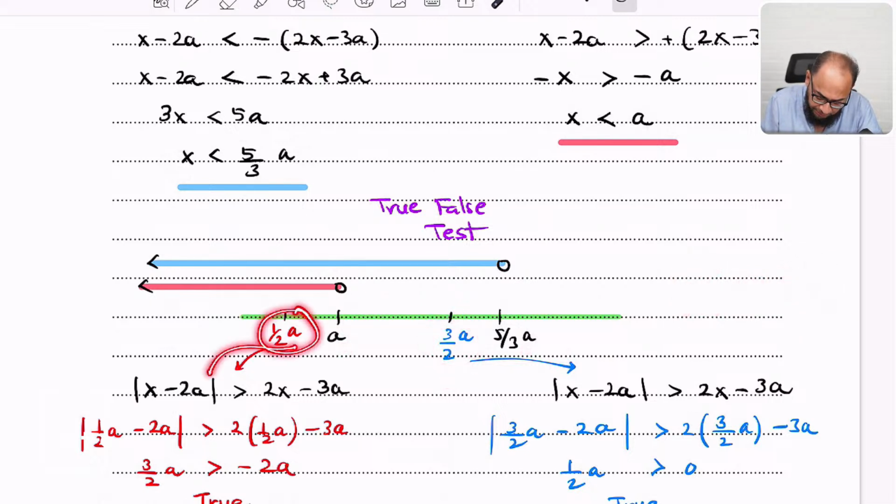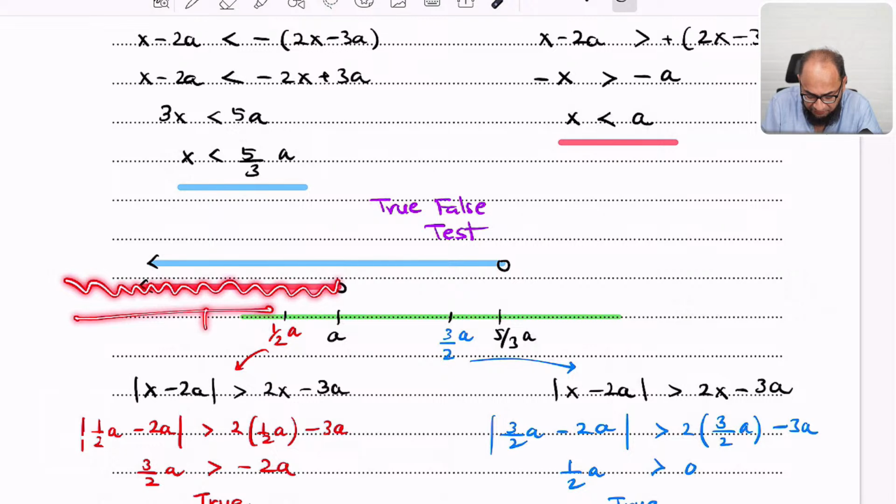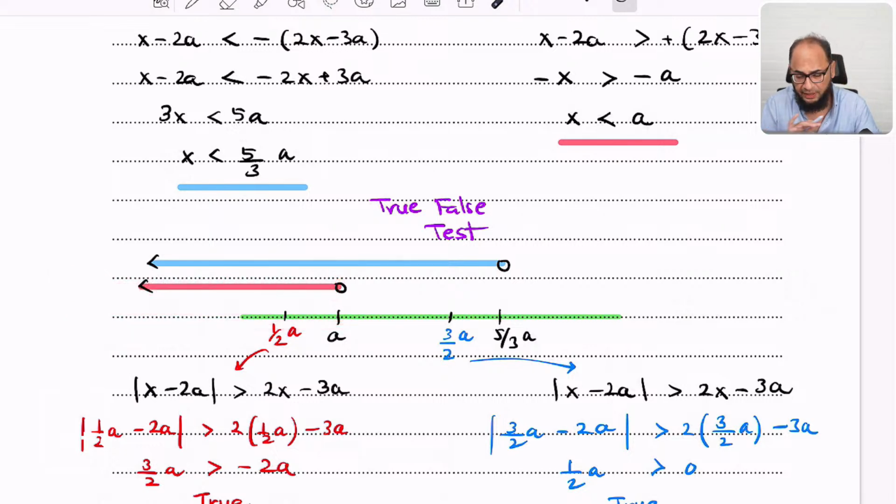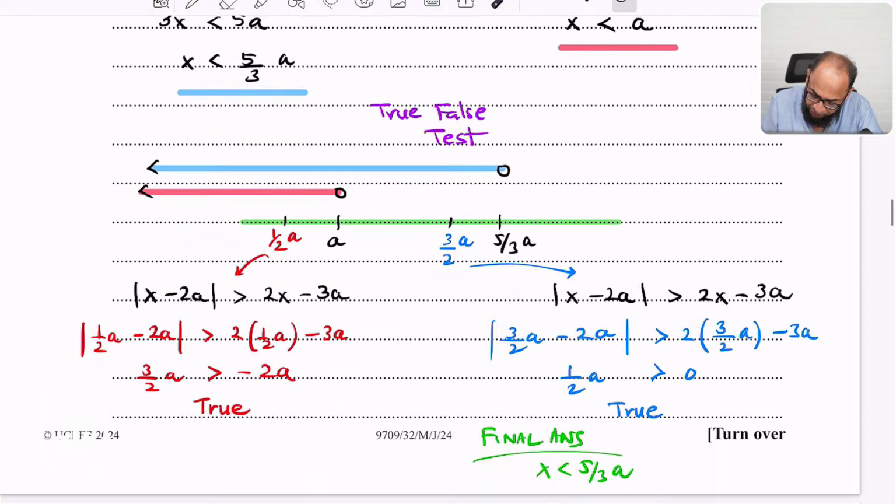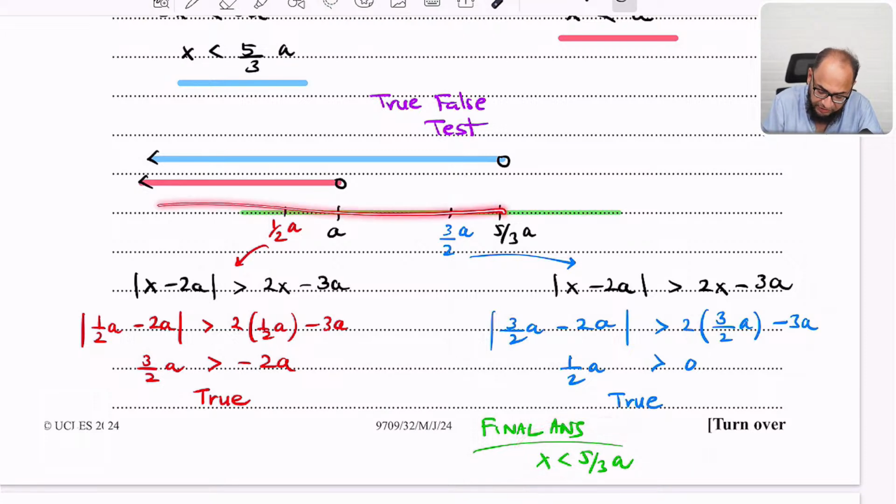Let me choose this number and plug it into the original inequality. When we simplify, 3 over 2a is greater than negative 2a. Is this true? Yes. That means this whole inequality is true. It doesn't make a difference what value you put in from this range. That is always true. And then this number represents this part of the inequality from here to here. And this is also true. That means this portion is true. This portion is true. That means the whole blue line is true. Therefore, the final answer is x is lesser than 5 over 3a.